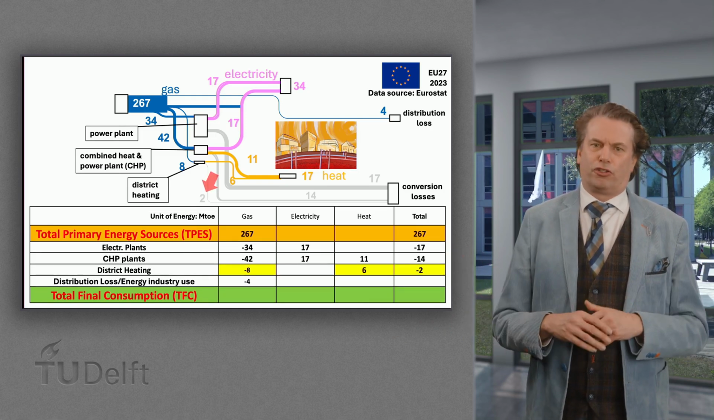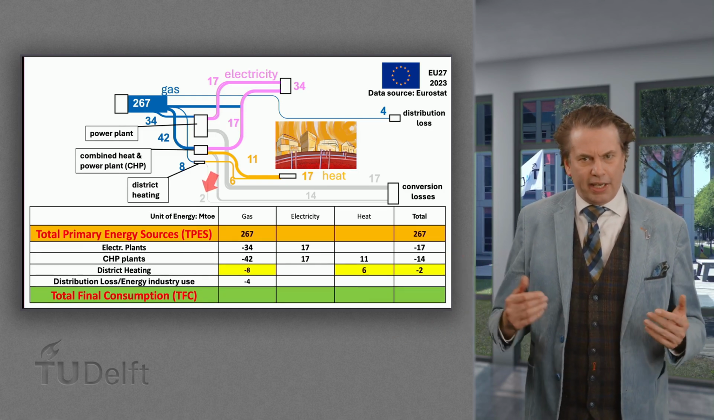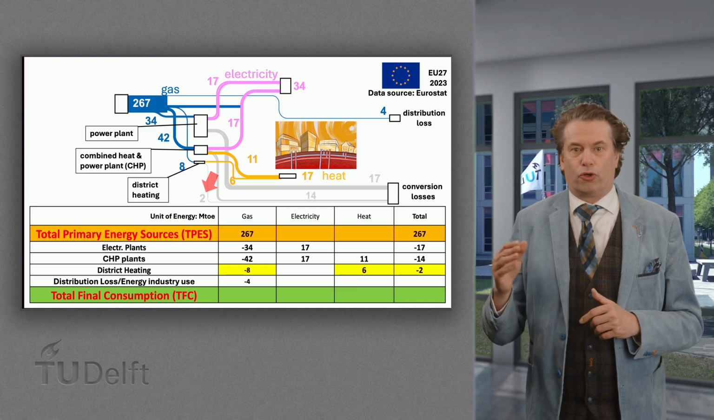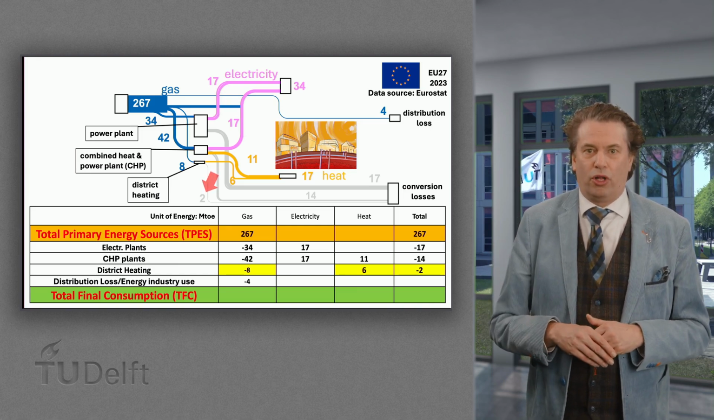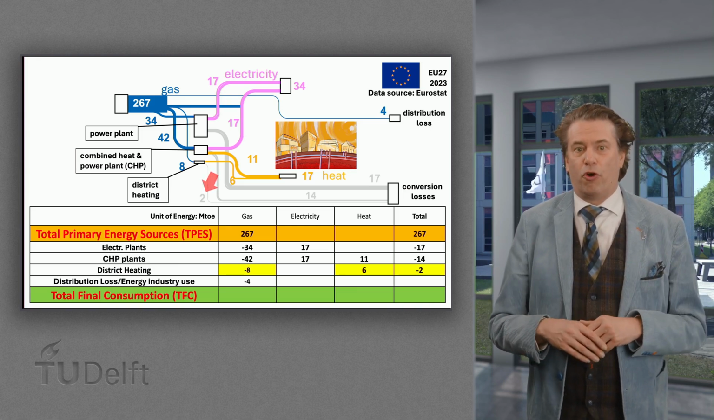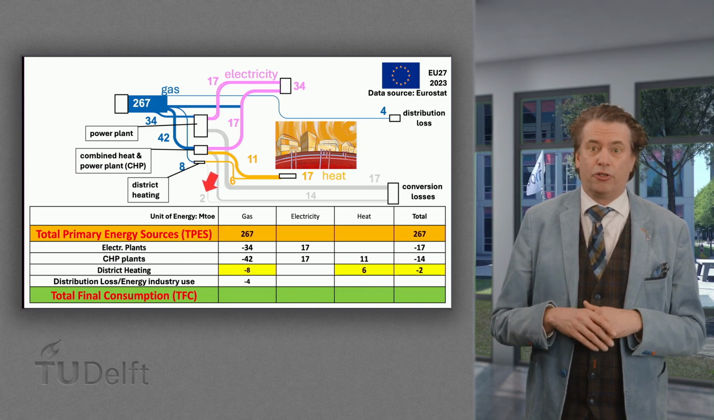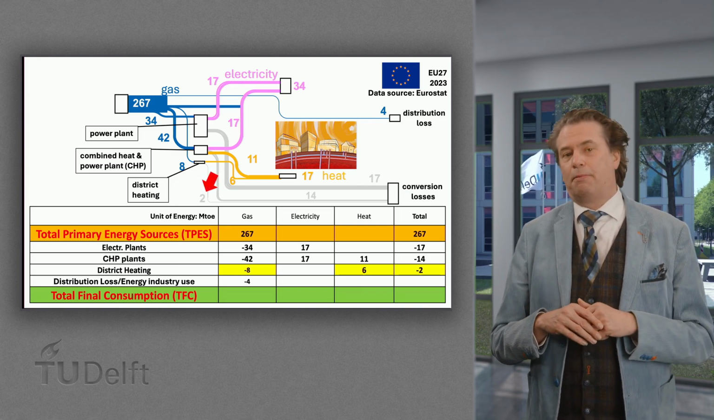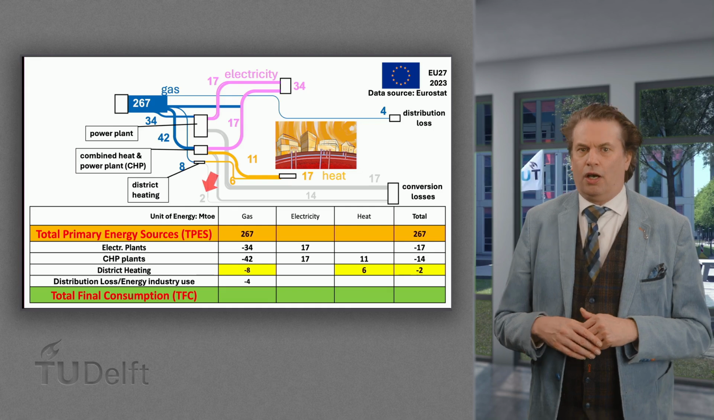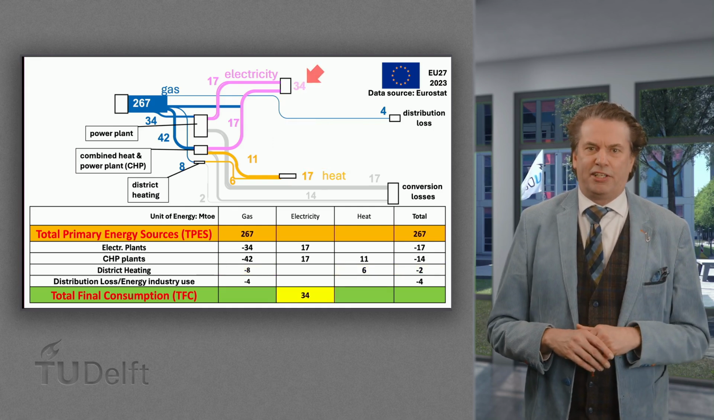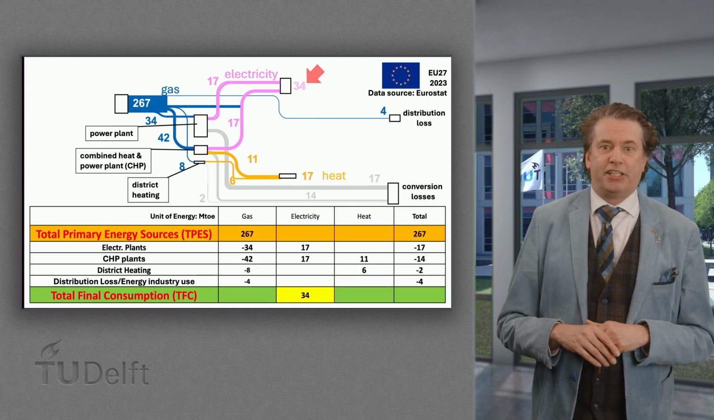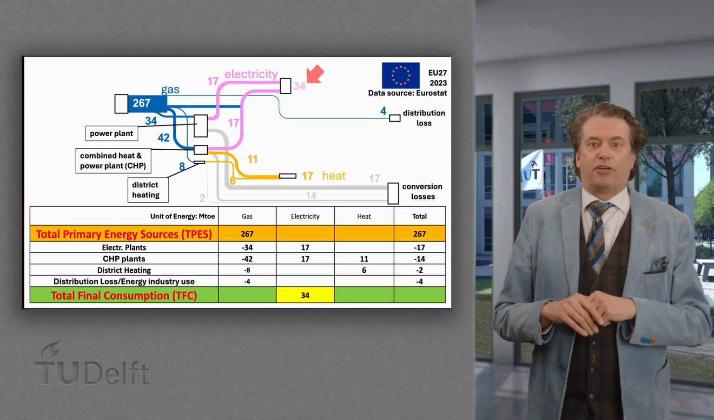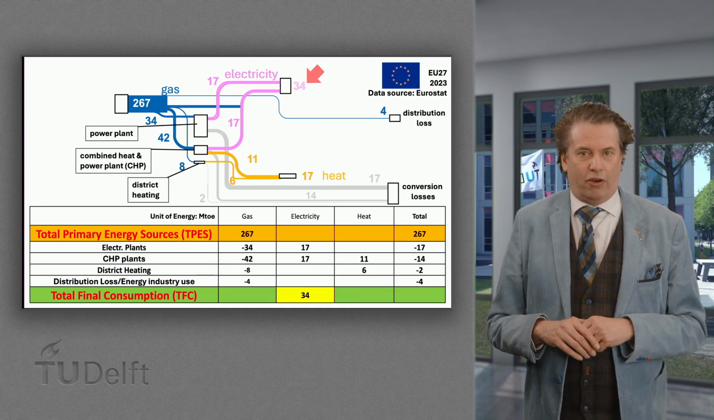The conversion losses of the district heating are represented in the total column, minus 2 megatons oil equivalent. It is again the sum of the row of the gas plus electricity plus heat, thus minus 8 plus 6 makes minus 2. The total secondary energy source in the form of electricity generated is 34 megatons oil equivalent.